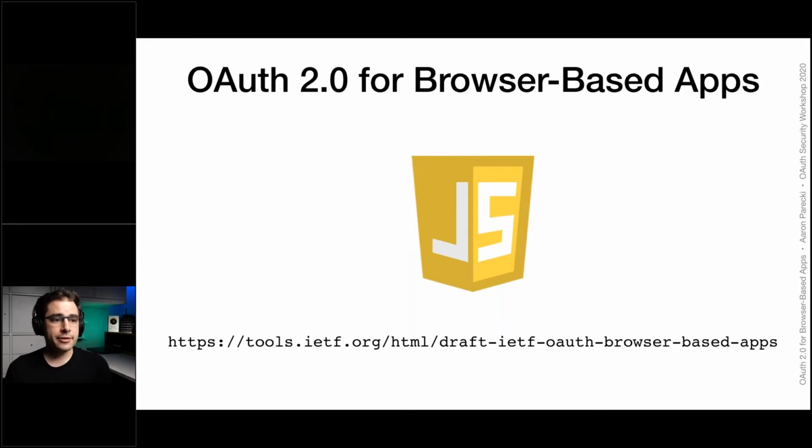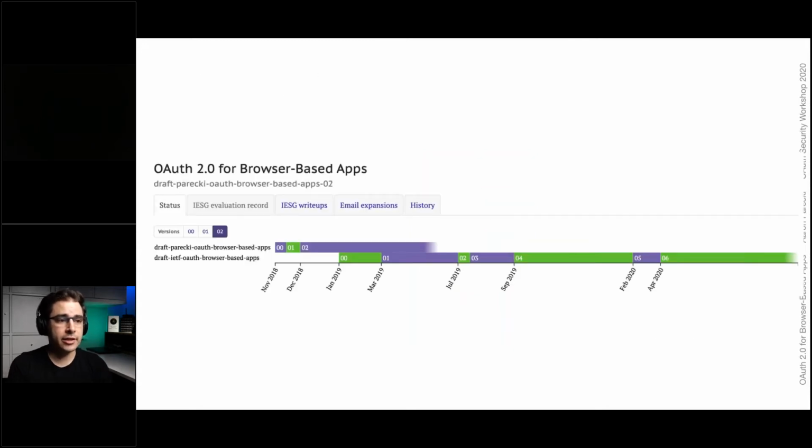This draft was originally started in late 2018, and it's gone through several versions. It was adopted by the working group in 2019, at the beginning of the year. And we've had several iterations of it since then. I've been presenting it at most of the IETF meetings since then, and continuing to work on it by collecting feedback.